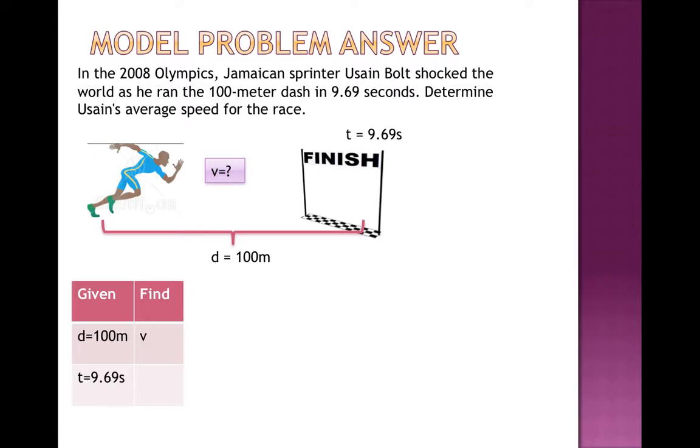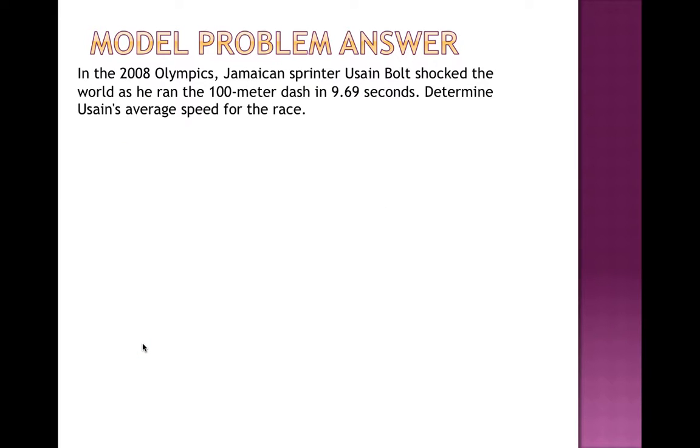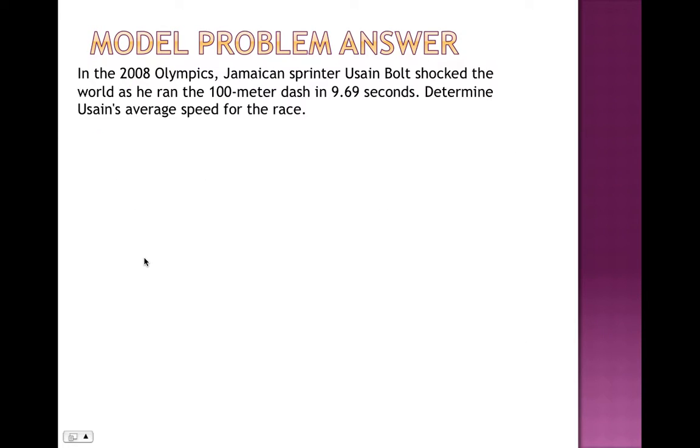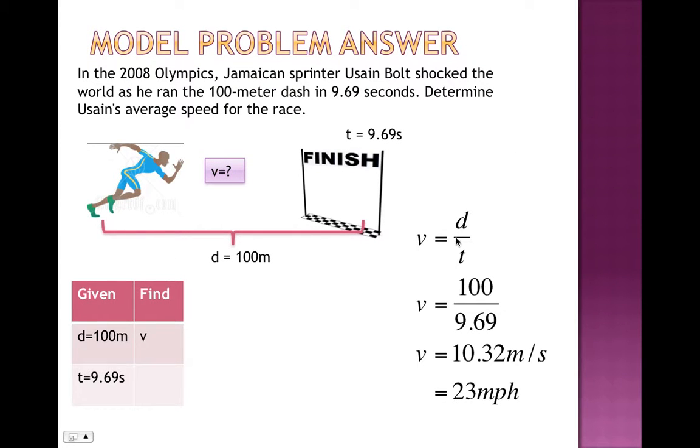Next step is to do the formula. I need to relate distance, time, and speed. If I go back, which of the formulas apply? Distance, time, and speed? Oh, it's this one. So here we go. I've got the velocity equals the change in distance. Oh, there should be a delta there. Over time. So the change in distance is 100 over 9.69, which is the time. Notice that I show which numbers I plugged in where, and then I get an answer. That's 10.32 meters per second, or an astounding 23 miles an hour.